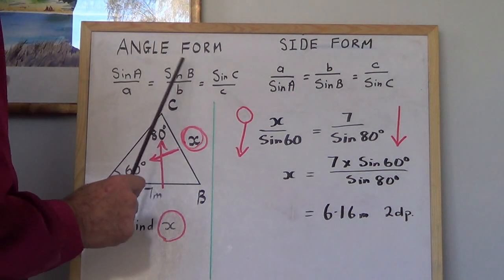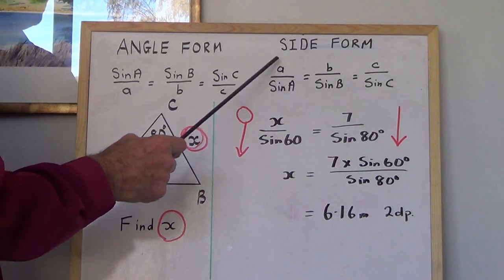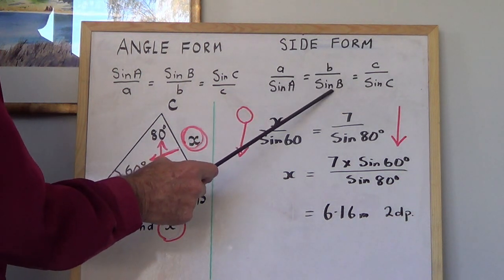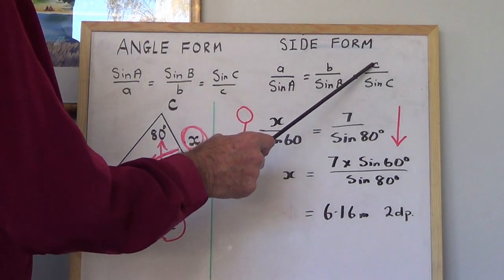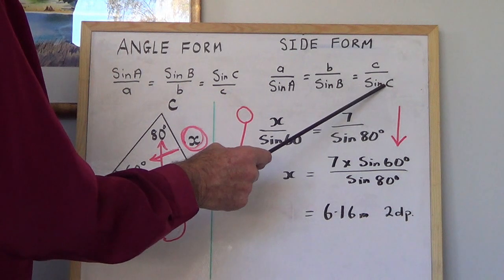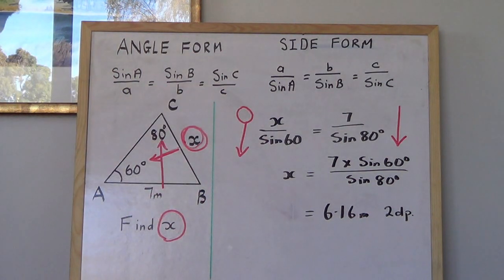The other thing you can do is take that and turn it upside down, and this is the side form. So A over the sine of angle A is equal to B over the sine of angle B, which is opposite side B, and C over sine C, and C is the angle opposite side C. And we're going to use the Robin Hood method.